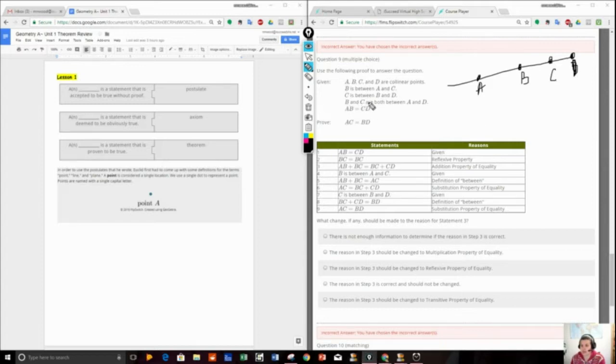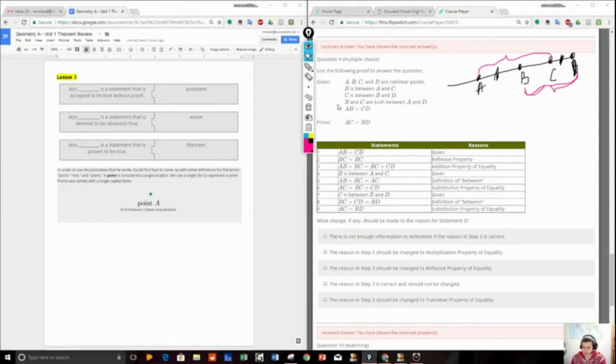B and C are both between A and D. So A and D are our endpoints. B and C are between them. AB equals CD. So this distance is equal to this distance. Prove that AC is equal to BD. So we want to prove that A to C would be the same length as B to D.